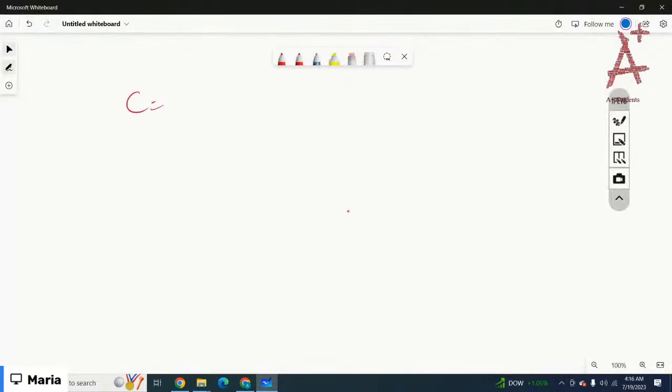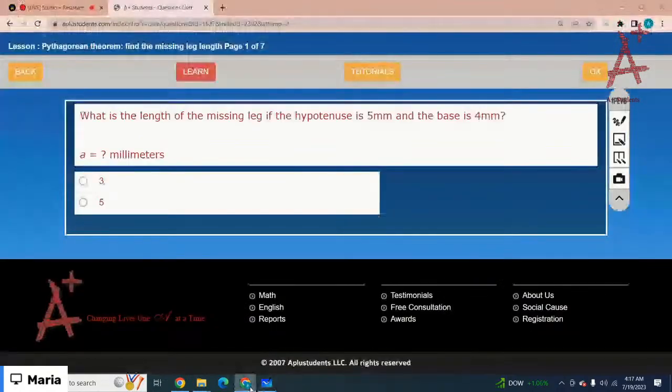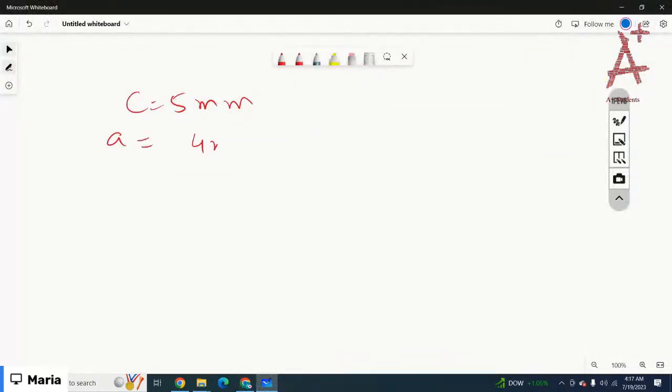Hypotenuse is C, that is 5 mm, and the other sides are A and B. Let's suppose A is 4. You have to calculate the B. Okay, that's what you are given.